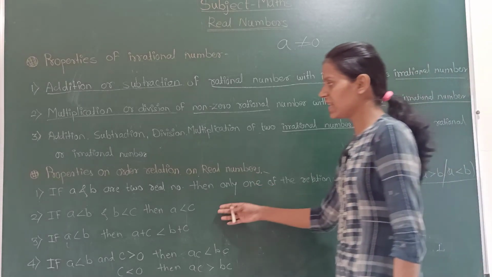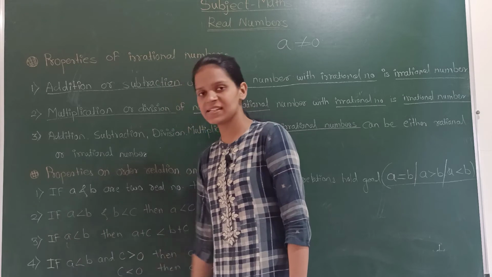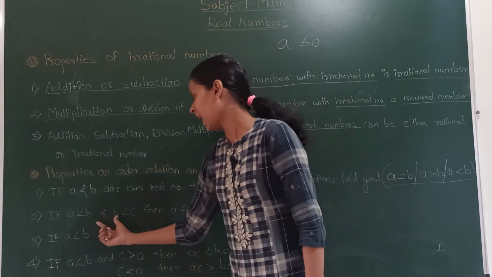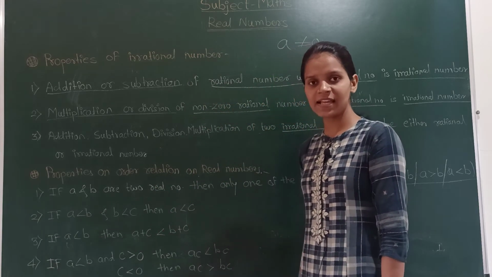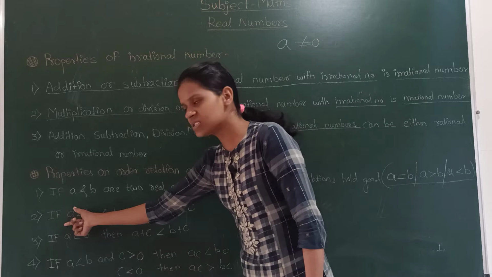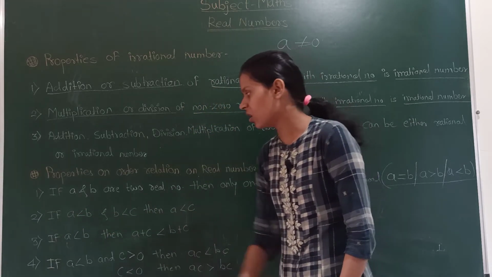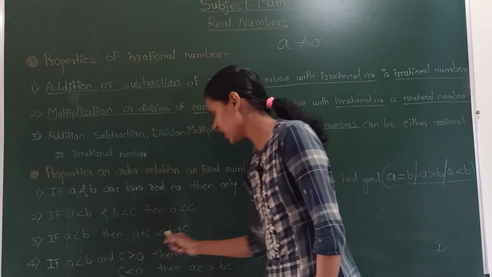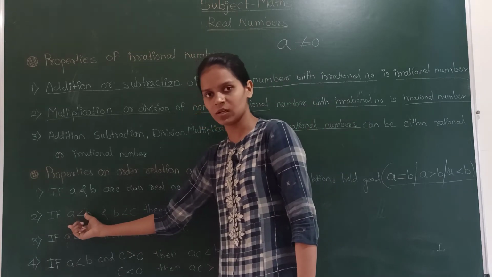We will move towards the next property of order relation on real numbers. If A is less than B and B is less than C, ultimately we can say A is less than C, because A is the smallest number.